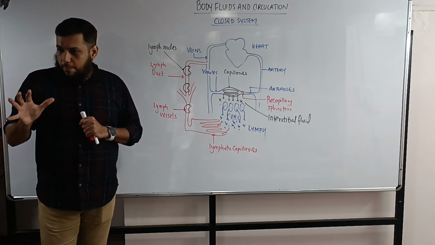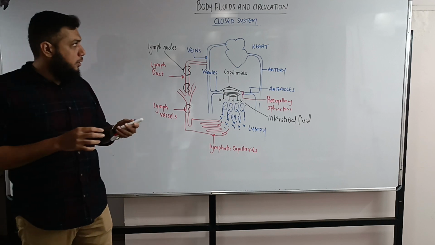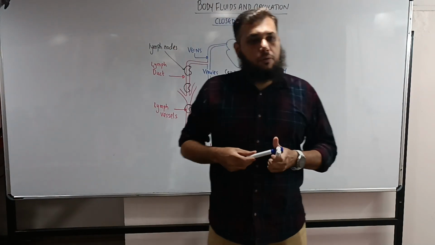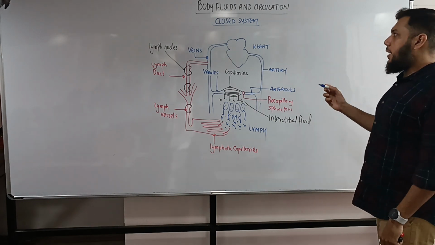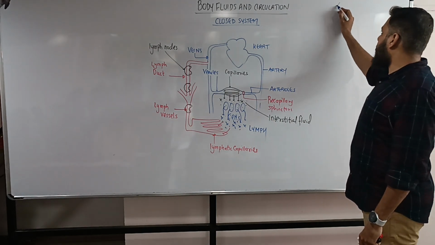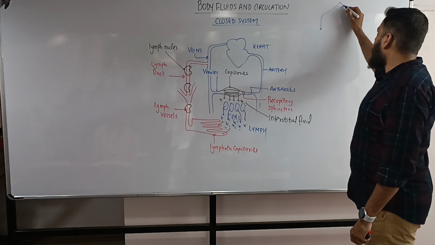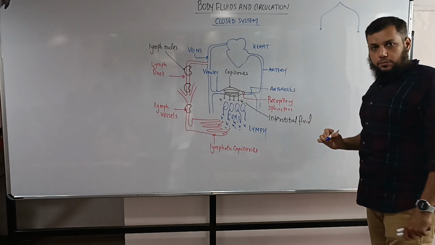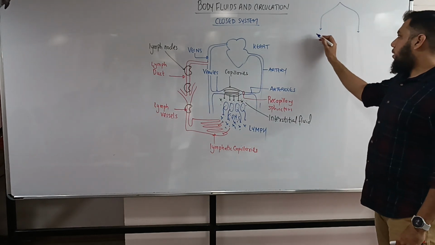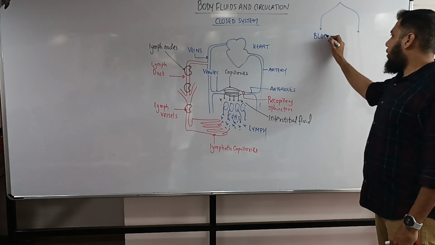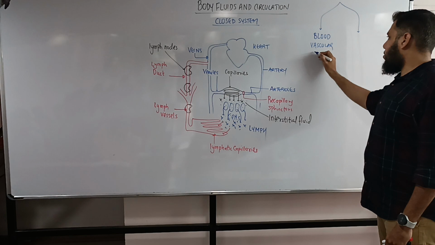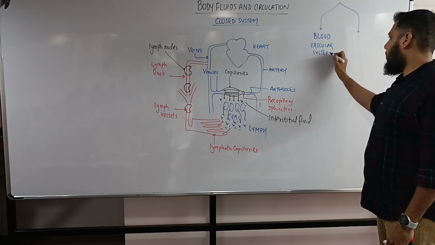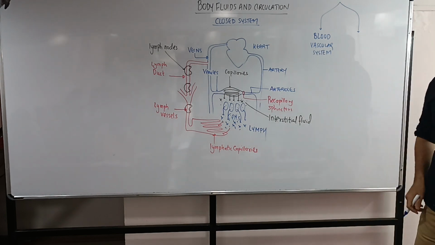You got my point? So if you ask me, okay sir, what are the different parts of the human circulatory system which you're going to teach us? I'll say that the human circulatory system will be divided into two parts. One will be the blood vascular system.